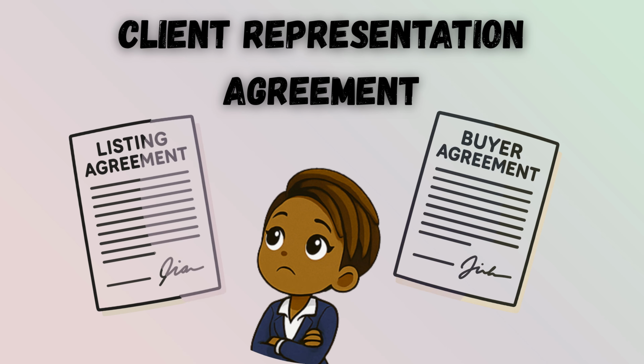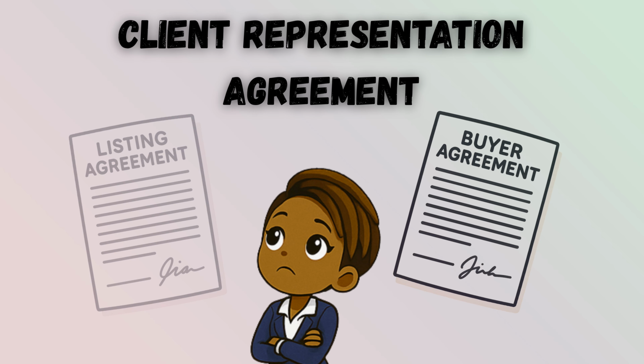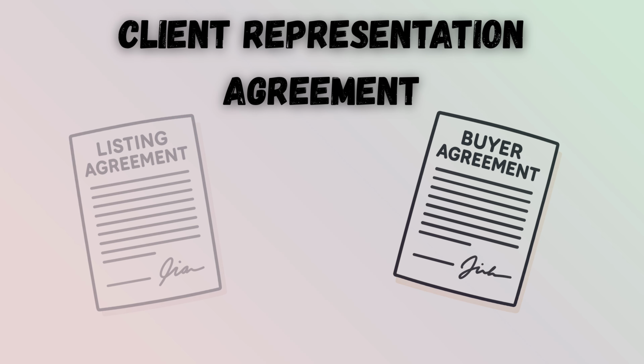Let's start with two of the most important documents that are required before an agent represents a seller or a buyer. A listing agreement is a contract between a homeowner and a real estate agent that allows the agent to market, list, and sell the property. In this agreement, the agent represents the seller's interests and outlines important details such as the listing price, commission rate, and how the home will be promoted. It gives the broker permission to place the property on the market and ensures the agent is paid if the home sells during the agreement period.